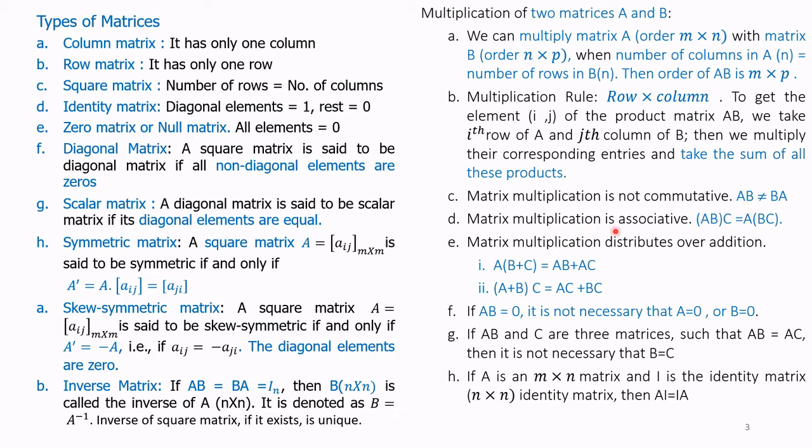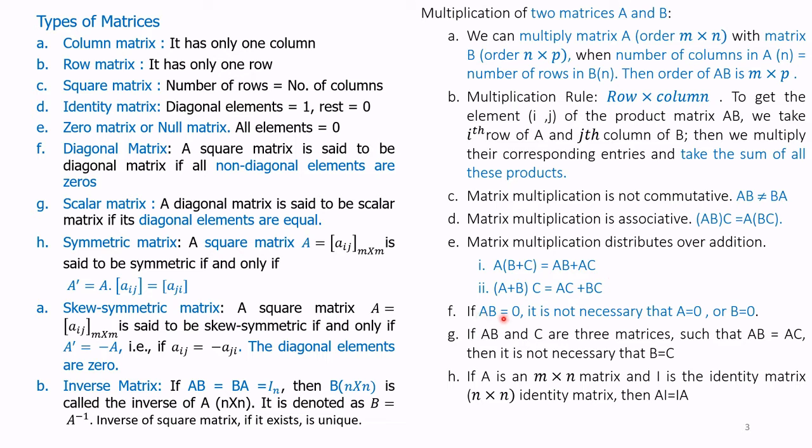Matrix multiplication is associative. That is, AB into C is equal to A into BC. Matrix multiplication is distributive over addition. That is, A into B plus C equals AB plus AC. The second one is A plus B into C is equal to AC plus BC. We have solved this type of problems in the subsequent slides.